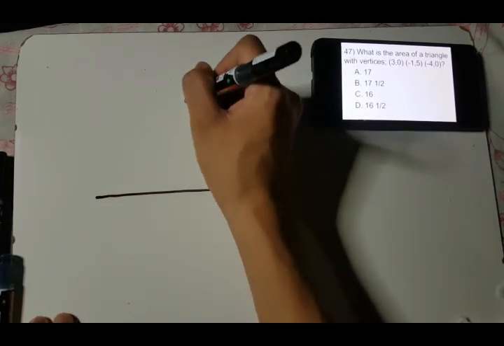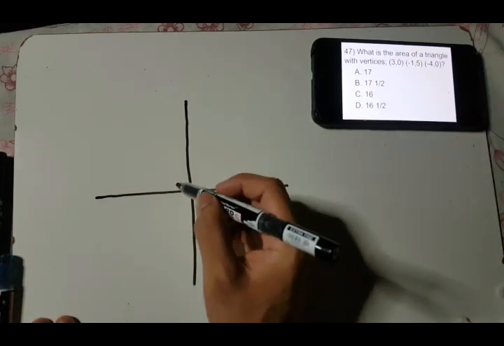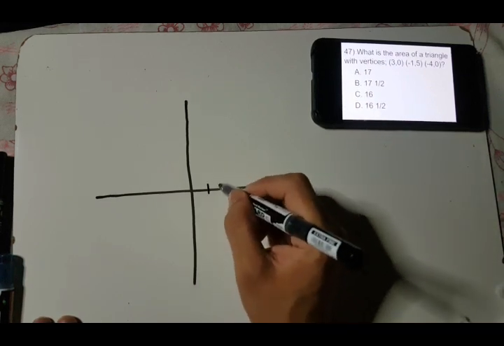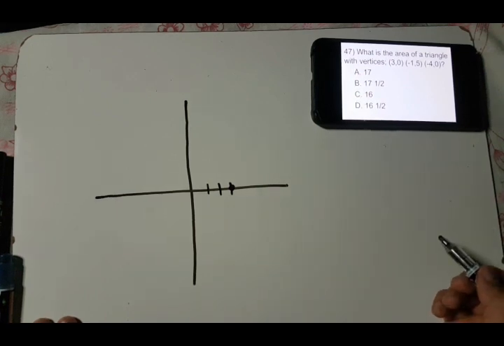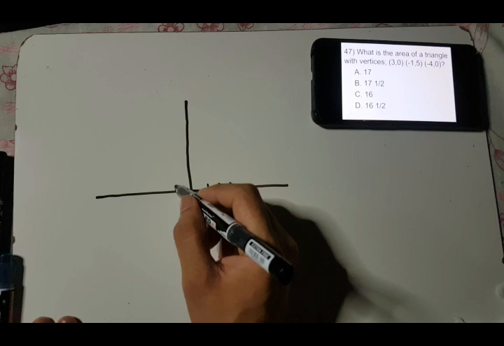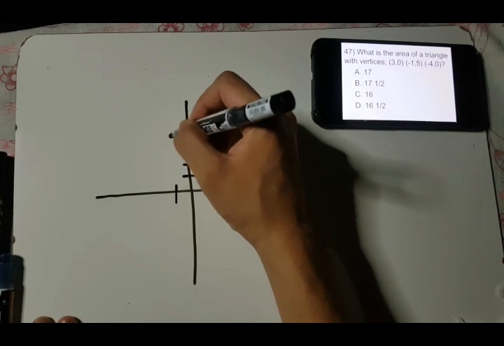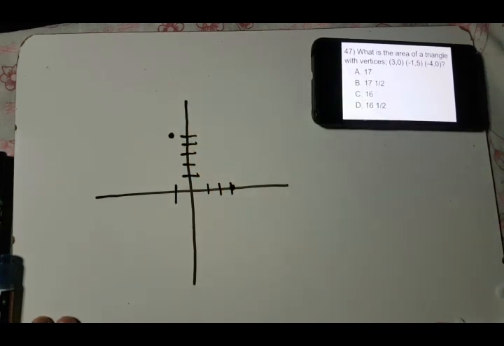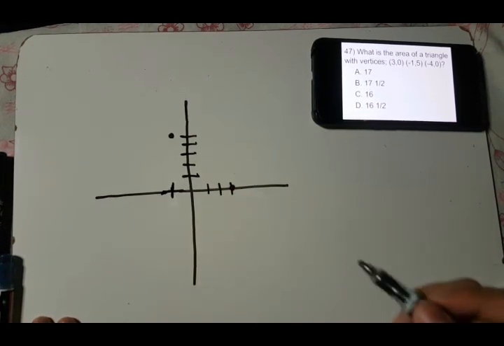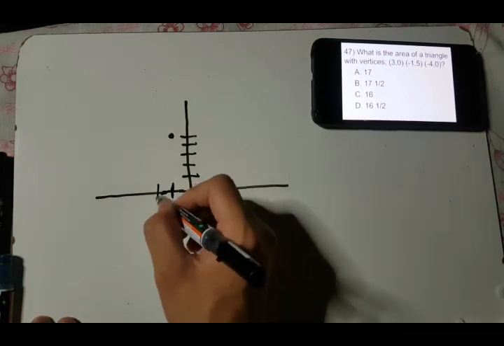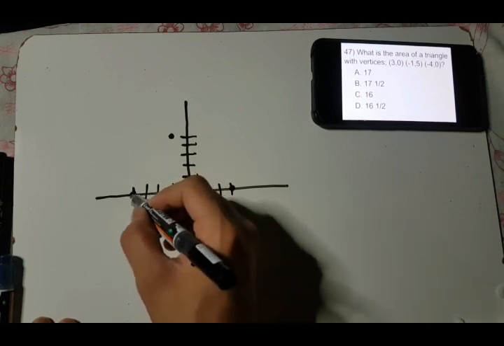Mag-drawing kayo ng Cartesian plane. Tapos, i-plot nyo yung mga points. So, the first one is (3, 0). Ito yung first natin. Next, negative 1 and 5: 1, 2, 3, 4, 5. So, this is it. Align natin siya ng konti. Next, negative 4, 0: 1, 2, 3, 4. So, this is (-4, 0).